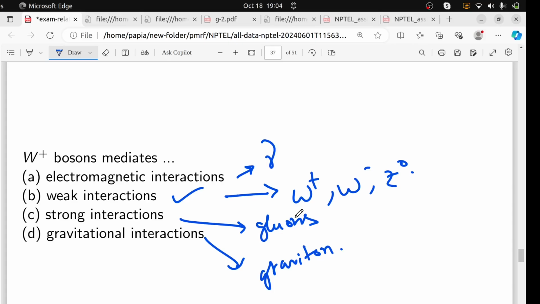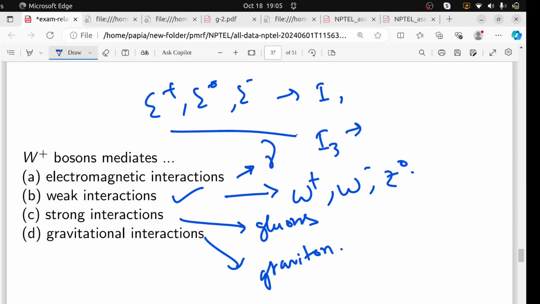Now you can say that they can ask what is the isospin of sigma plus, sigma minus, sigma 0. That type of question can be there. That is a direct question, right? So for sigma plus, sigma 0, sigma minus, what is the I value, what is the I3 value? I3 value is plus 1, 0, minus 1, and the I value is 1. So this type of question can be there.